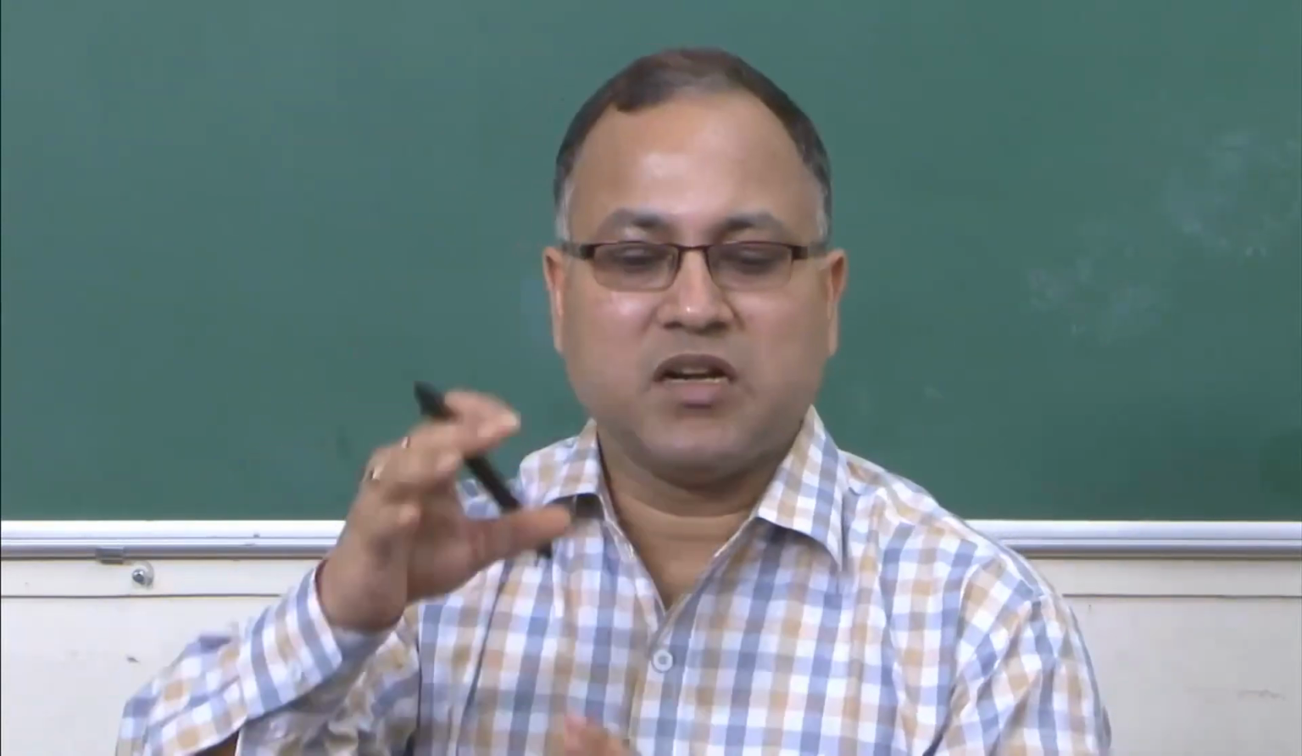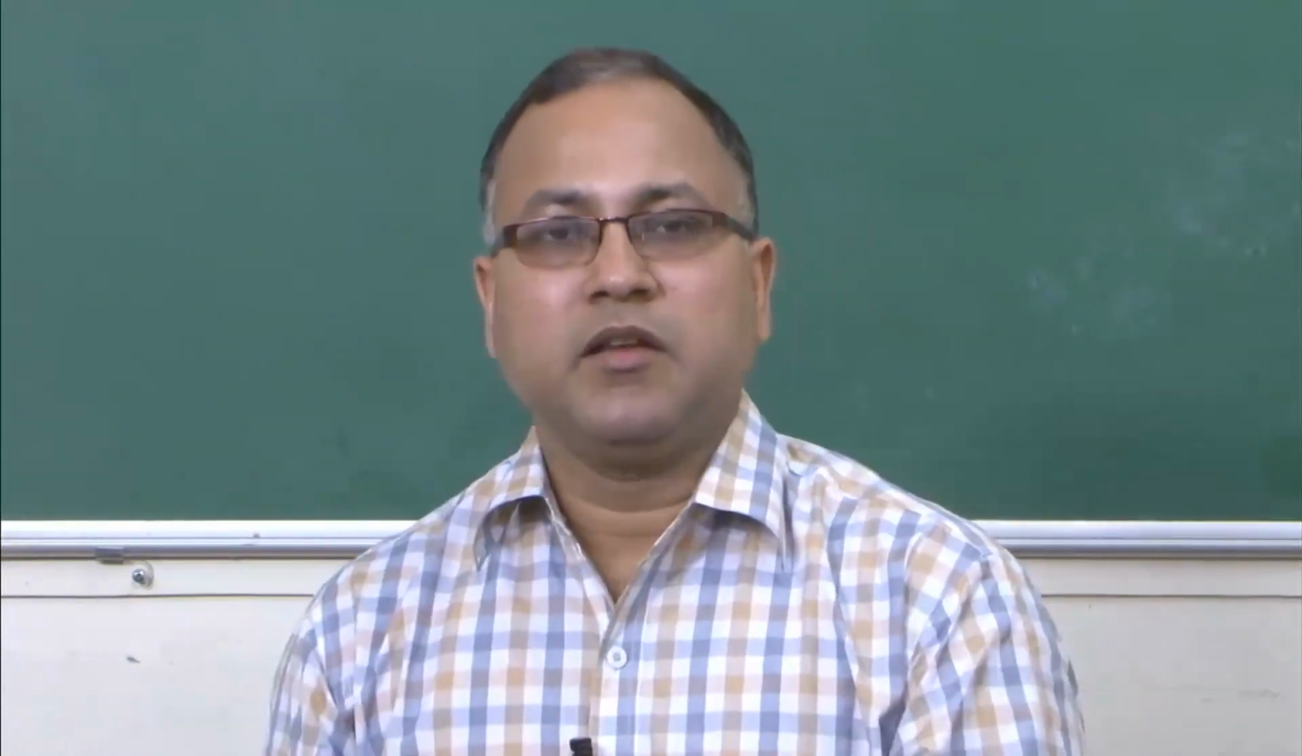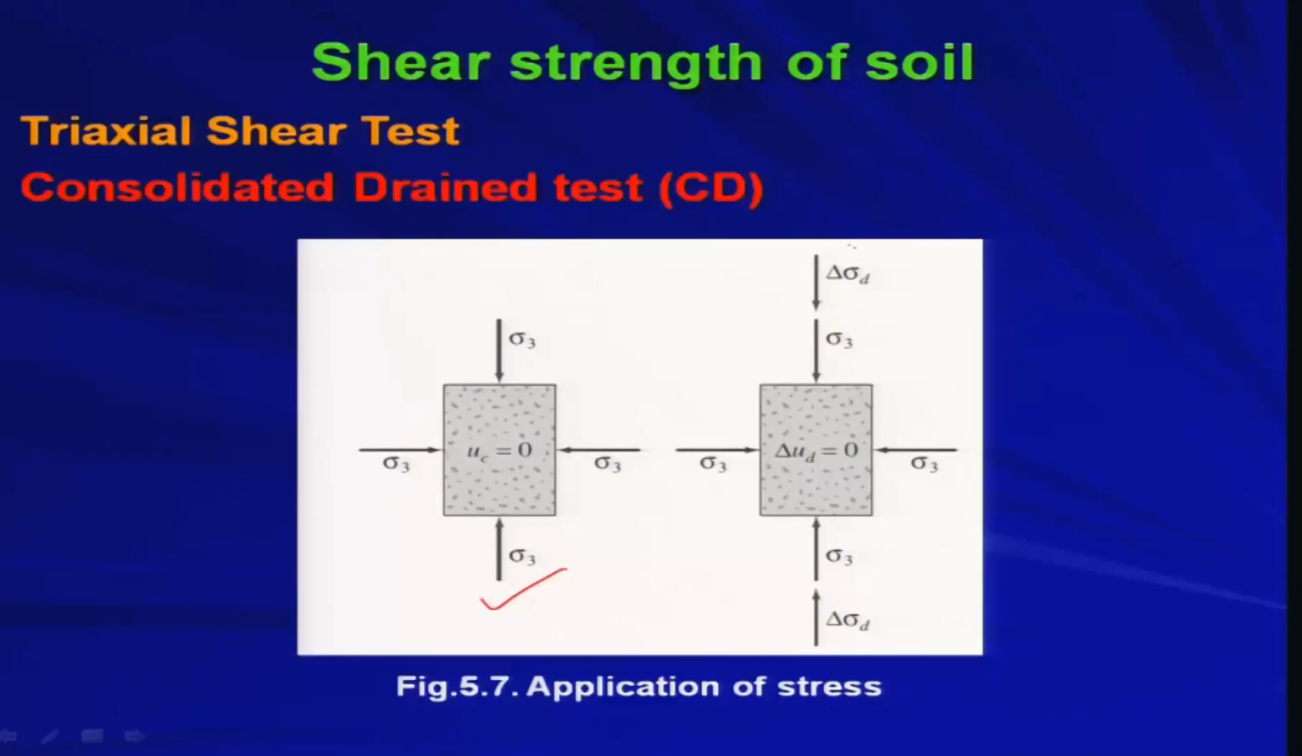Now, once the excess pore water pressure is dissipated, U c, that is nothing but the excess pore water pressure due to the application of sigma 3, will become 0 after complete consolidation under sigma 3, as we have already seen. Then you apply the deviatoric stress through the axial loading ram, as we saw in the test setup. Through this you apply delta sigma d, and at that time you are closing the drainage valve.